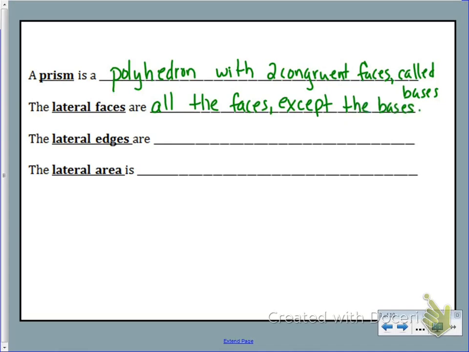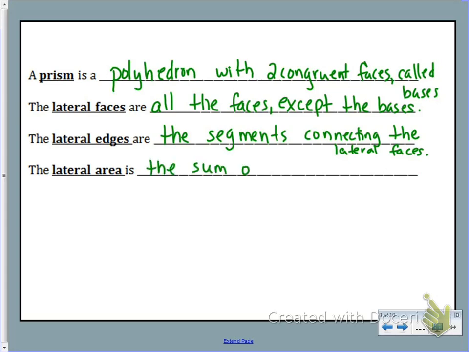The lateral edges are the segments connecting the lateral faces. The lateral area is the sum of the area of its lateral faces.